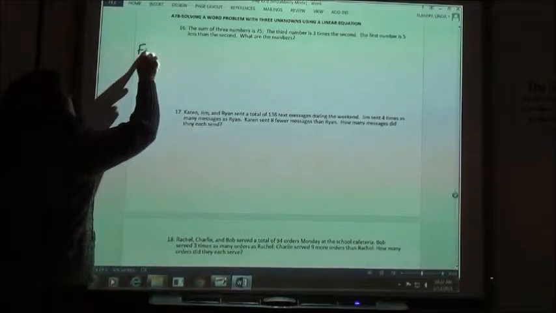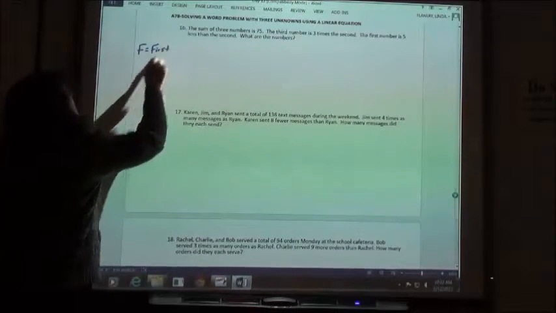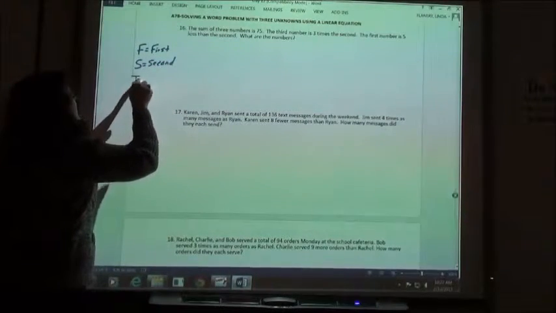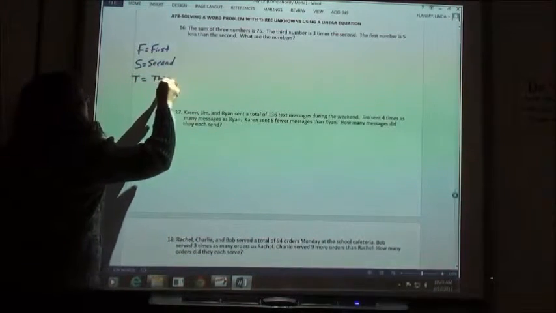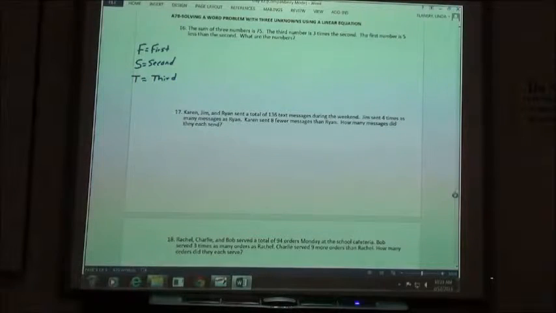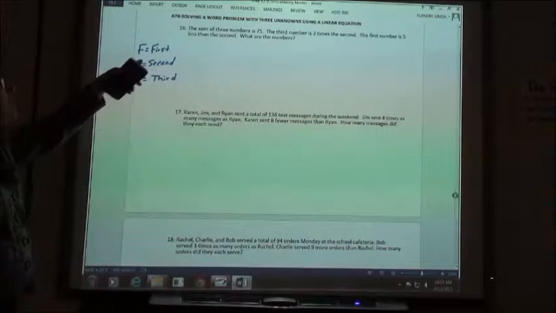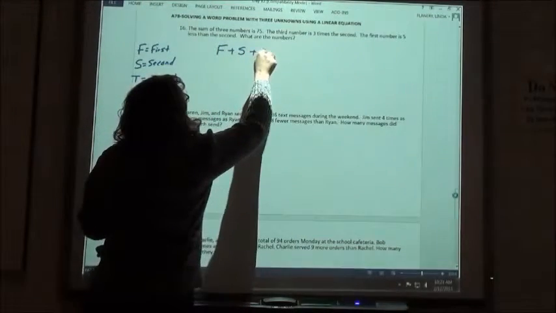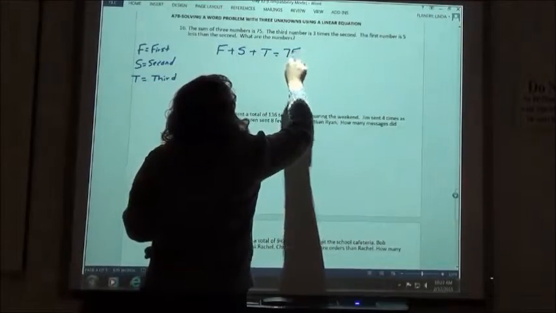I'm going to use F for my first number, S for my second number, and T for my third number. I have to keep in mind that my S's like to look like 5, so that I know that I wrote an S there. The first sentence says the sum of three numbers is 75. The word sum tells me I'm going to add. So I need to add my three numbers together to get 75. The first one plus the second one plus the third one is 75.